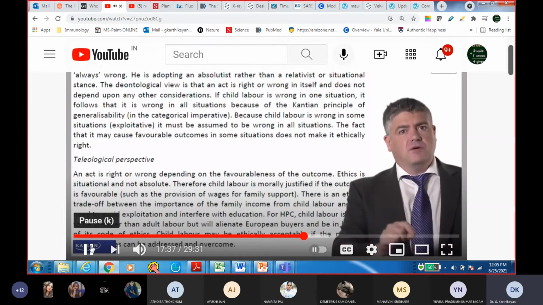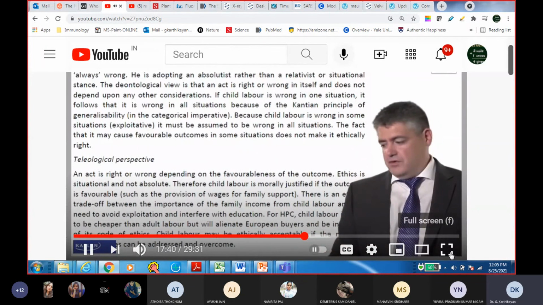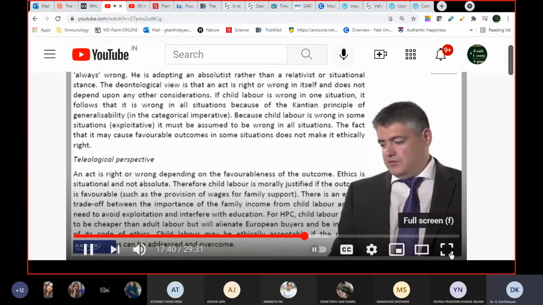Brilliant answer. But focus on what you know. Focus on what you understand, not on what you don't. That means we can move on to perhaps my most favourite theory.